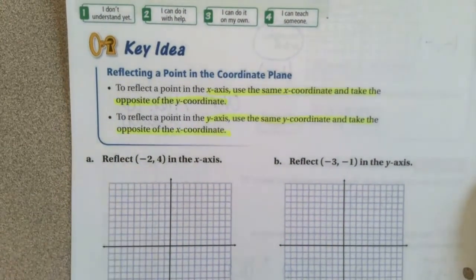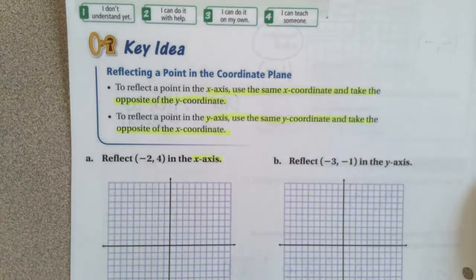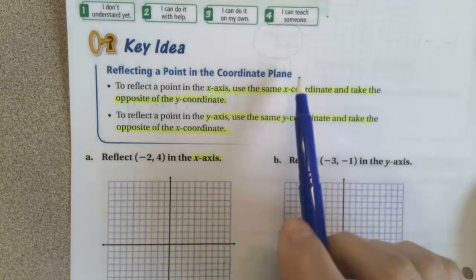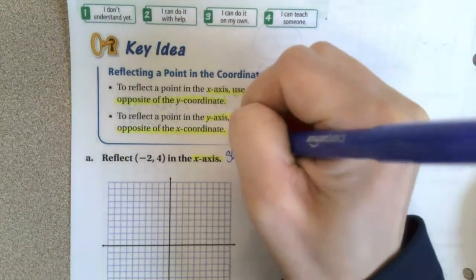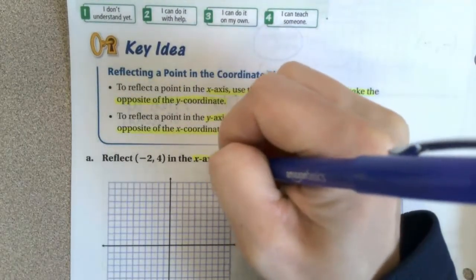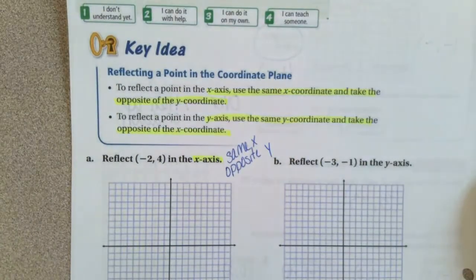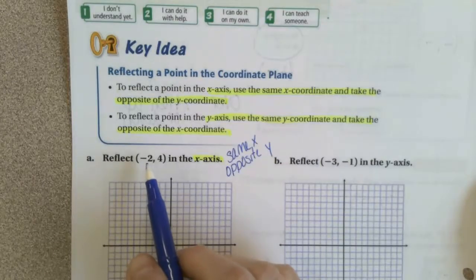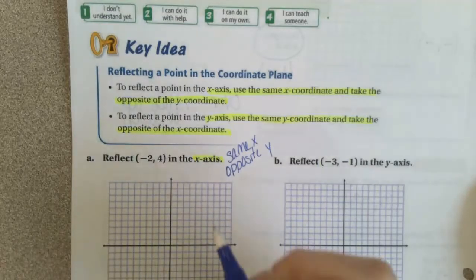So this one says reflect (-2, 4) in the x-axis. Okay, so this one we're going x-axis. So that means if we're reflecting in the x-axis, we want the same x-coordinate, but opposite y. Same x, opposite y. So that means if I keep this the same, I'm going to take the opposite of this. So let's go ahead and graph the (-2, 4).